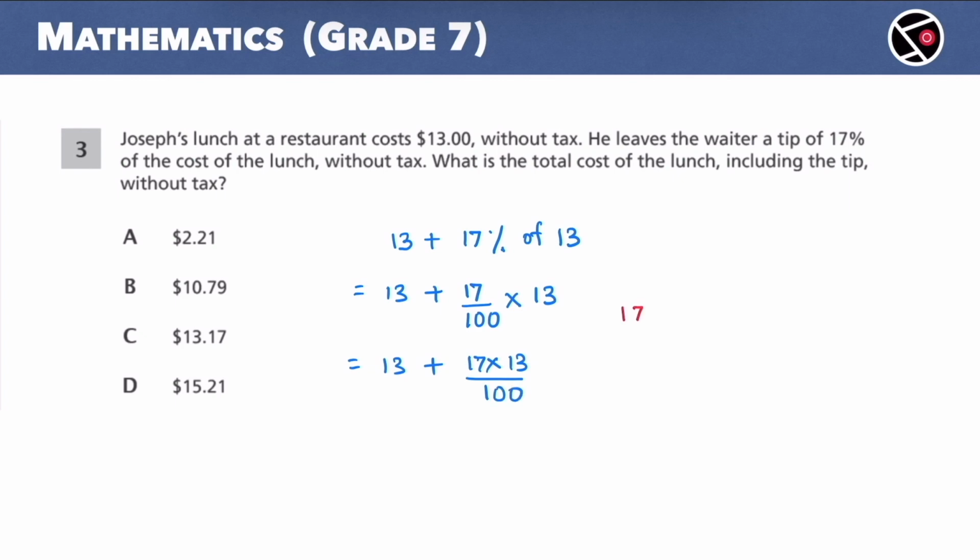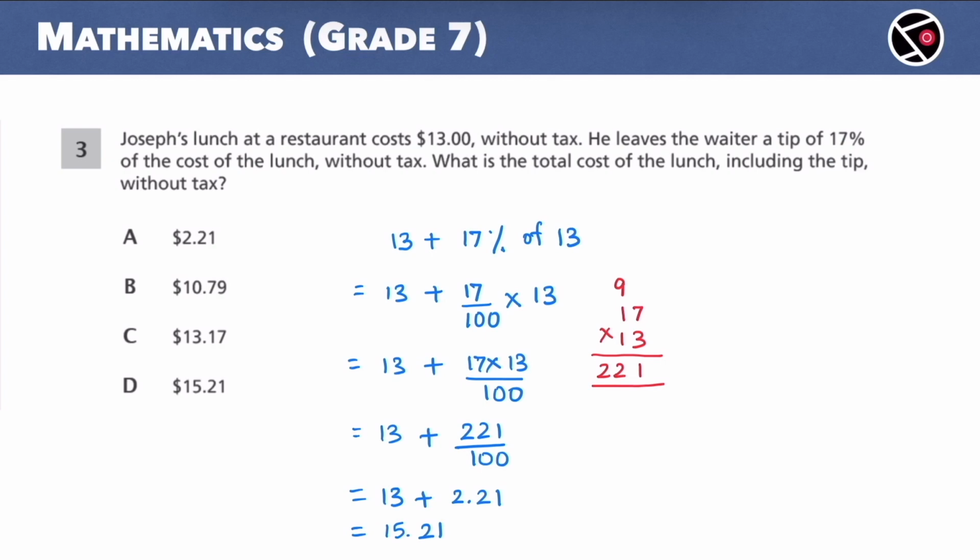Let's multiply 17 by 13. 13 7s are 91. 13 1s are 13 plus 9 is 22. We have 13 plus 221 divided by 100. We get 13 plus 2.21, or we have 15.21.